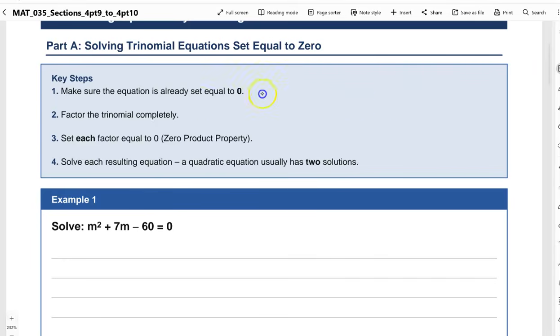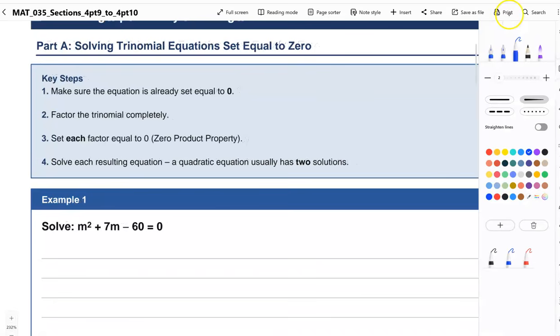In the first one, we have m squared plus 7m minus 60, and we have that equal to 0. So our first step is to factor. So we're going to use that AC method that we talked about before.